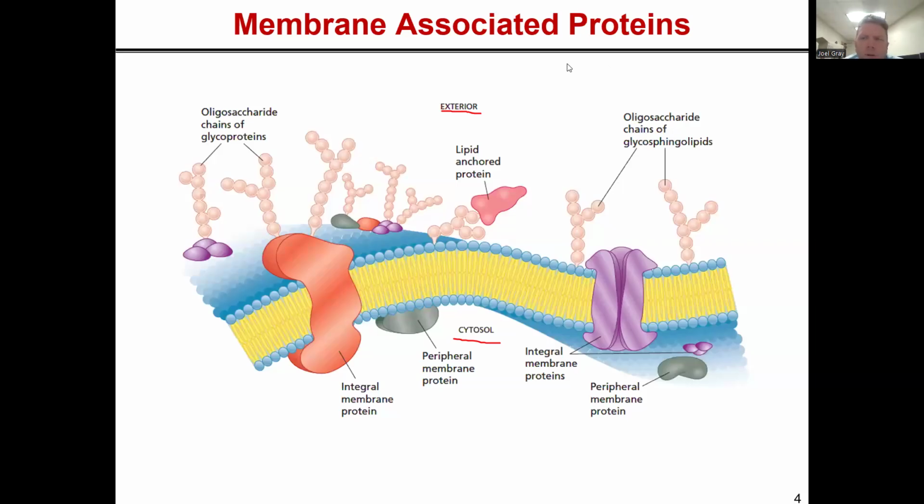So it's important, whenever you look at this, to see what are the substances on the outside and what are the substances on the inside. For example, we have integral membrane proteins. Here's an integral membrane protein that basically spans the entirety of this structure. You're going to find a portion of it on the inside and on the outside, and it's embedded within the lipid bilayer.